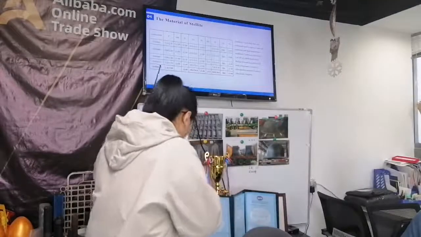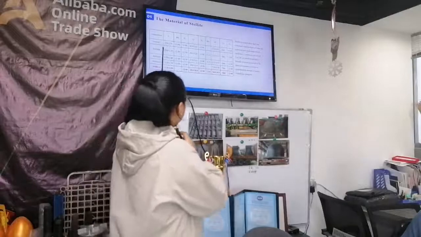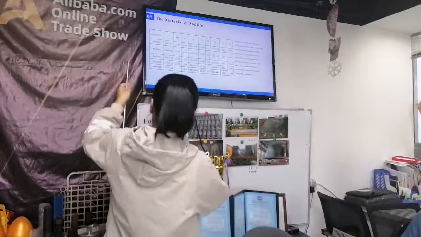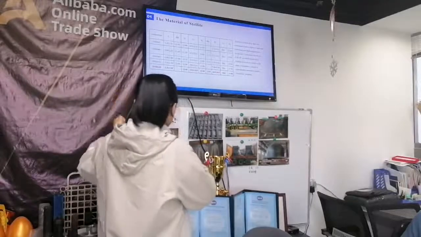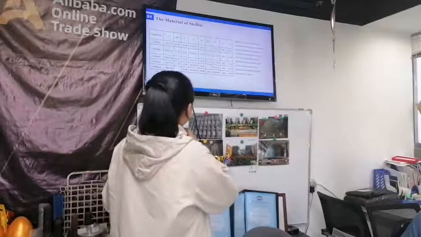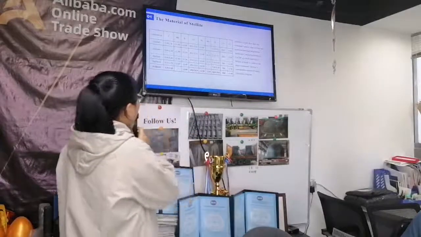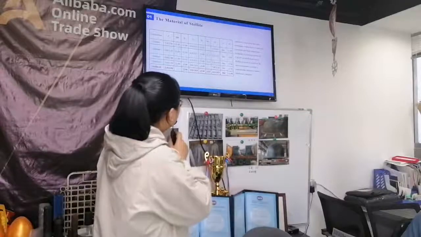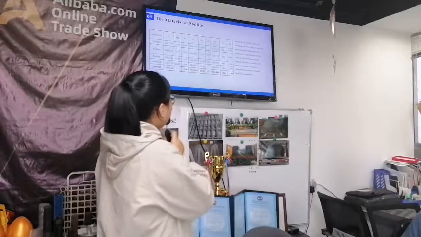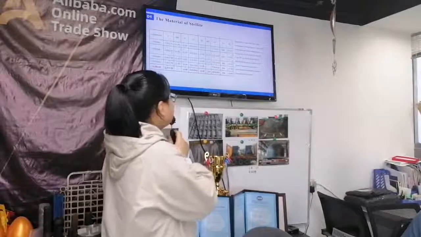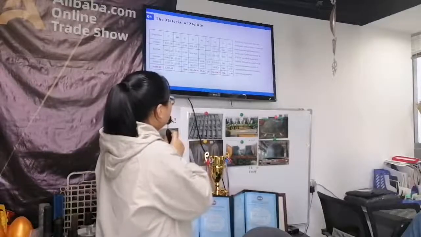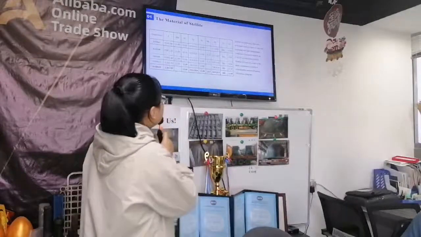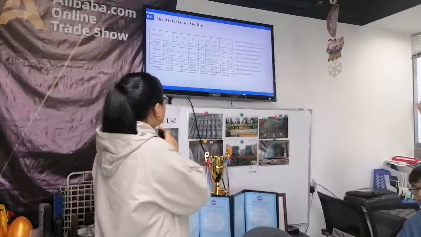For example, Stellite 3. For carbon is 2.0 to 2.7%. For manganese is less than 1%. For silicon is less than 1.0%. For chromium is 29 to 33%. For nickel is less than 3.0%. For tungsten is 11 to 13%. For iron is less than 3.0%. And the cobalt is balanced.